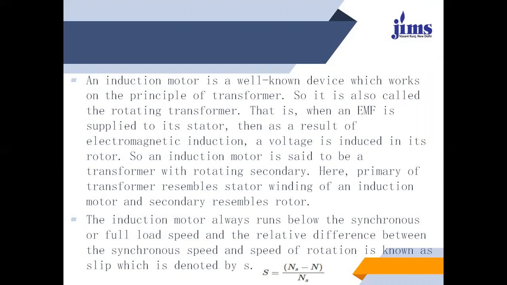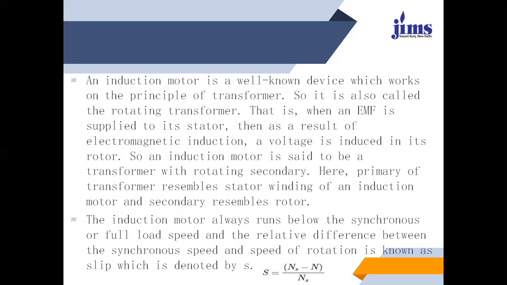When an EMF is supplied to its stator, then as a result of electromagnetic induction, a voltage is induced in its rotor. So an induction motor is said to be a transformer with a rotating secondary. Here, the primary of the transformer resembles the stator winding of an induction motor, and the secondary resembles the rotor winding. The induction motor always runs below the synchronous or full load speed, and the relative difference between the synchronous speed and the speed of rotation is known as the slip, denoted by S.